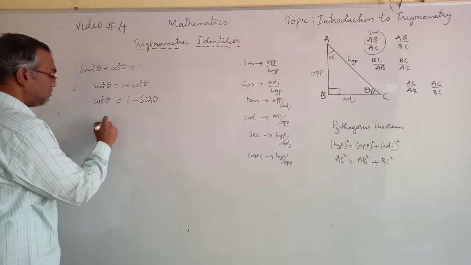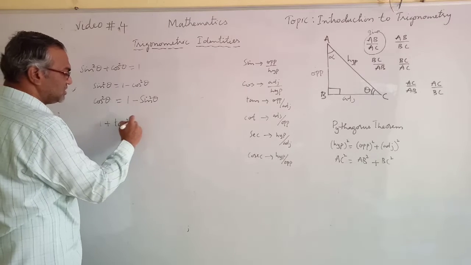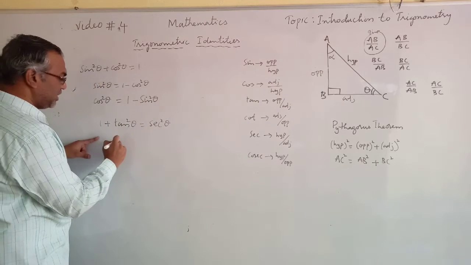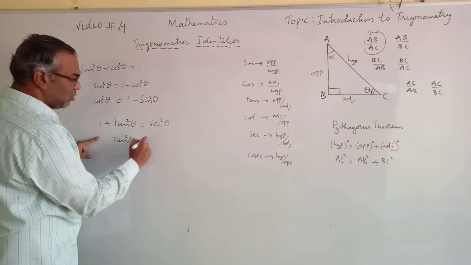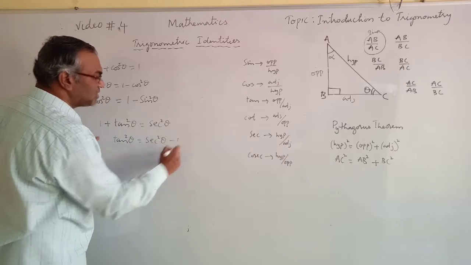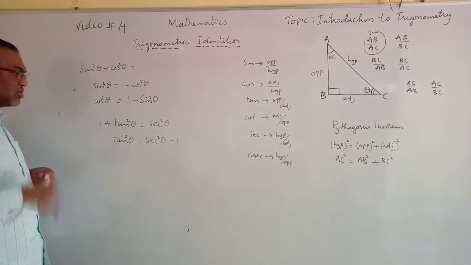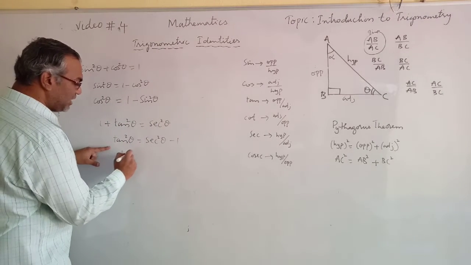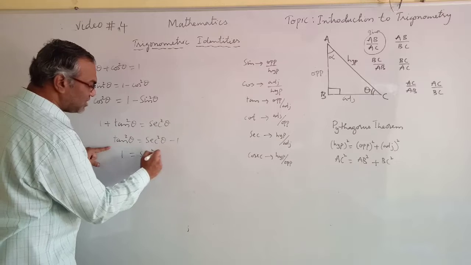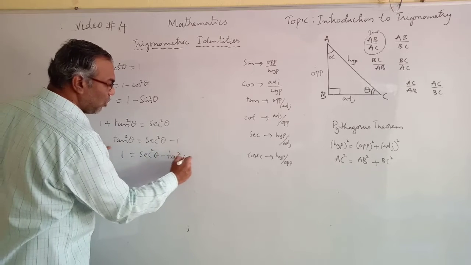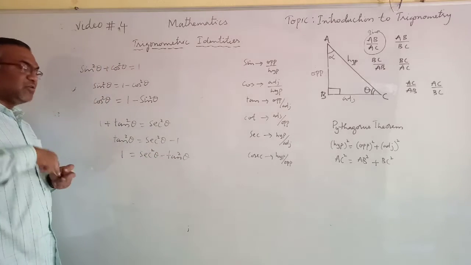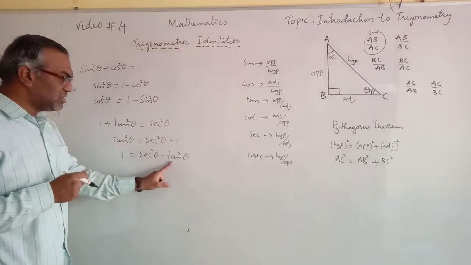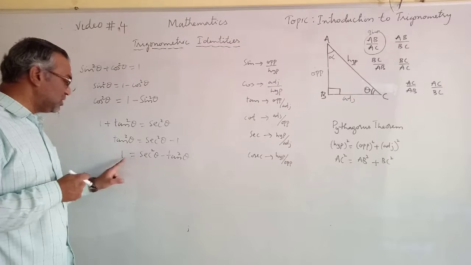The same way, 1 plus tan square theta, the second identity, is equal to sec square theta. Take 1 here, so it will be tan square theta is equal to sec square theta minus 1. You can do this. Or take tan square theta there, so that will become 1 is equal to sec square theta minus tan square theta. We have one more identity for 1, that is sec square theta minus tan square theta is equal to 1.